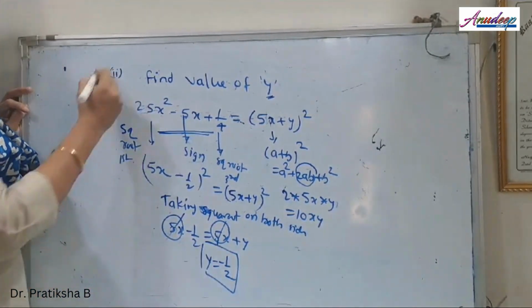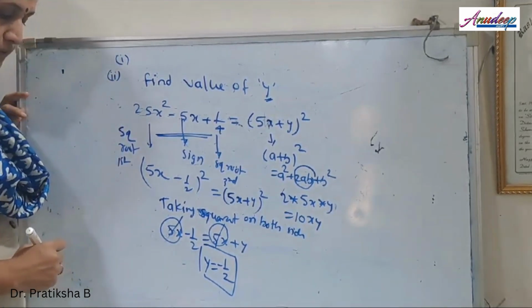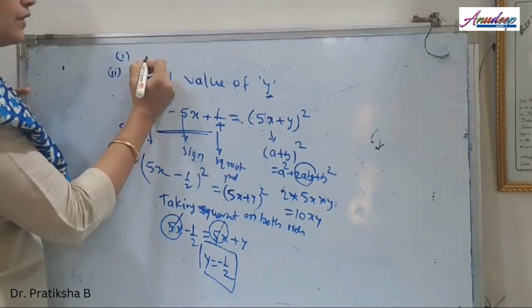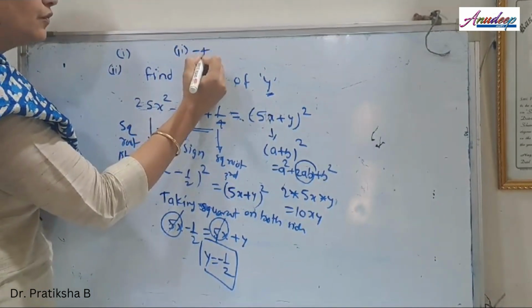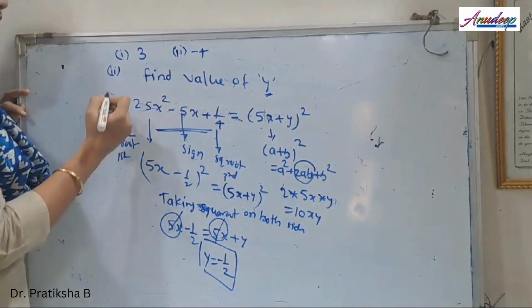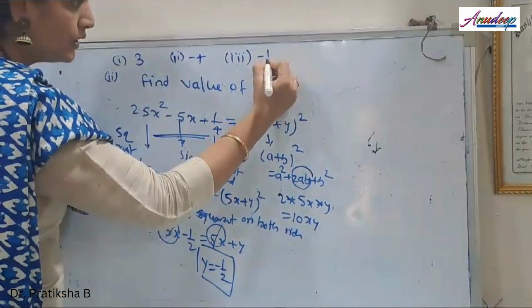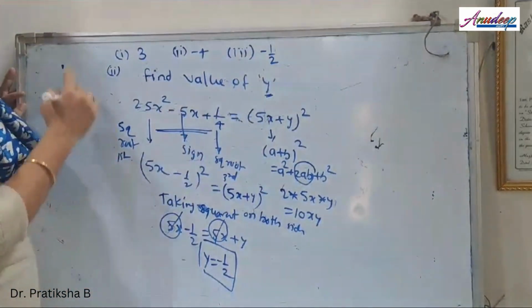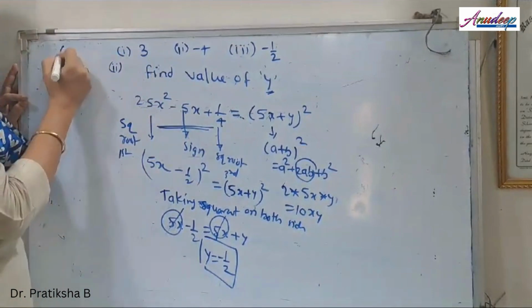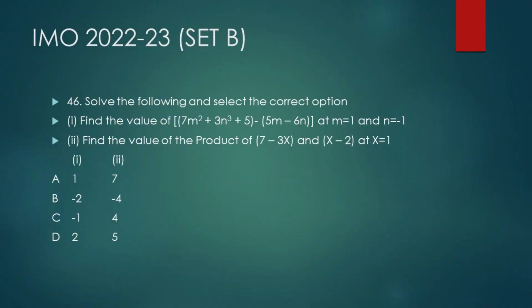So for the first problem, we have evaluated and we have seen what was the coefficient of xy. The coefficient of xy was minus 4, that was the second sub question. For the first sub question, the answer was 3, that is for the trinomial. And for the third sub question, just now we have evaluated, the answer is minus 1 by 2. For the MCQ, the correct option that matches all these three values is B.